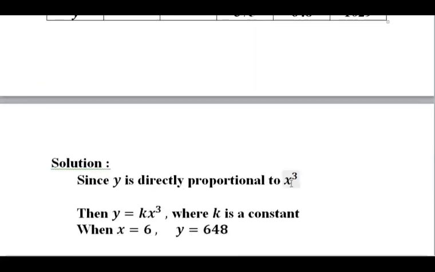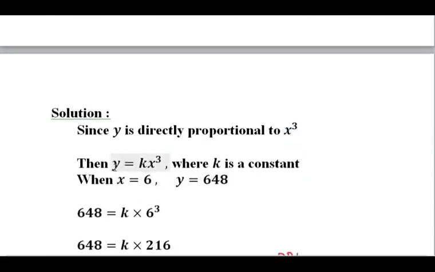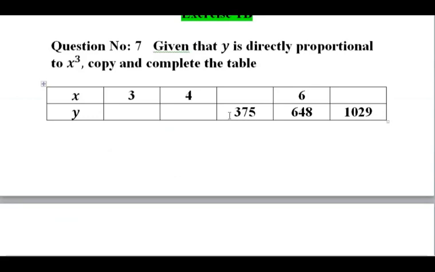Now, since y is directly proportional to x cube, then y is equal to kx cube, where k is a constant. To find the constant k, refer to the table provided in the question. In the fourth column, there are two values for x and y. Using these values, we can calculate the value of constant k. It is evident that without the values of x and y, we cannot determine the value of constant k. Therefore, I will use the values of x and y from the second last column of the table.